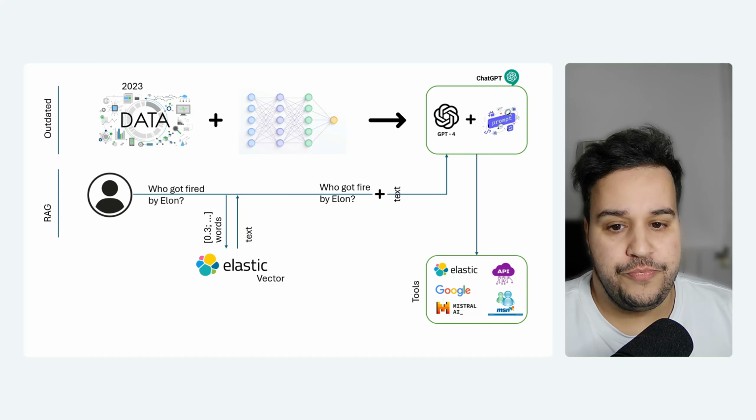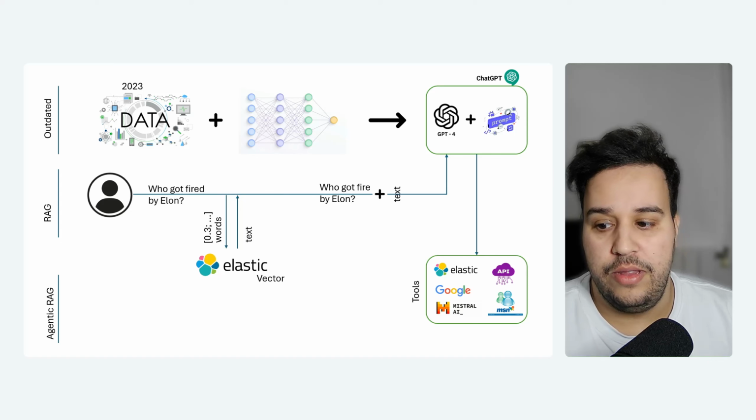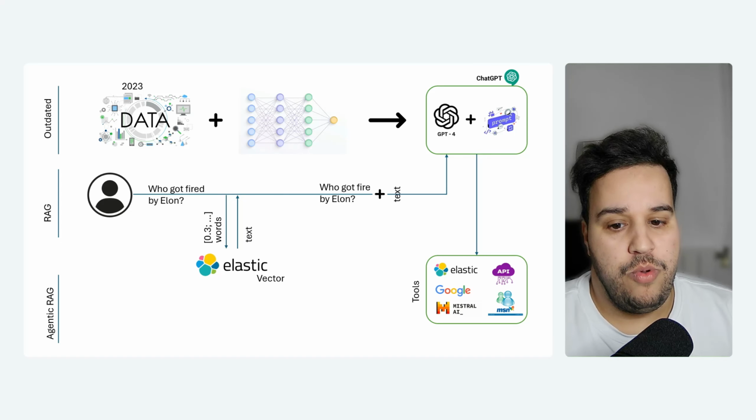By doing so, we are building something that is called agentic AI. We are giving our ChatGPT many agents that it can use whenever it wants, and it may loop as long as it's getting the right answers.